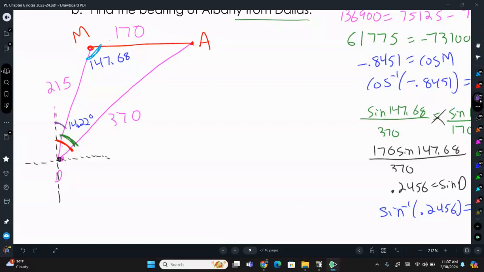So let's figure out what this angle is, because then we can start subtracting to figure things out.